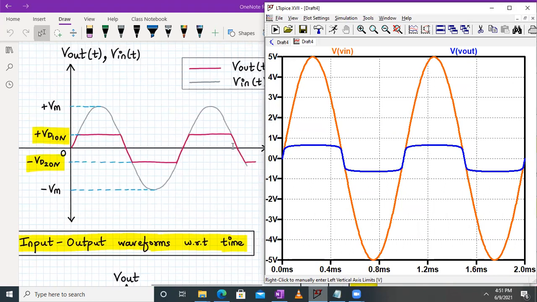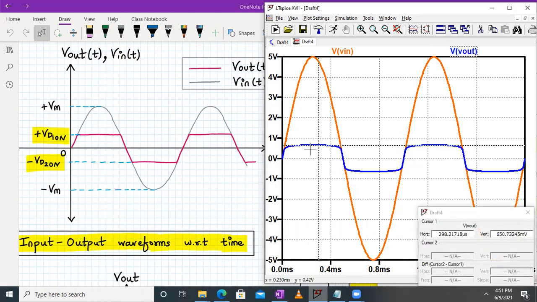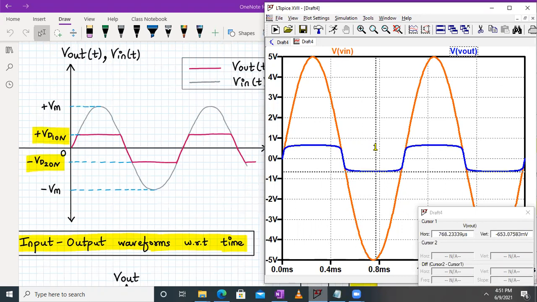Let's check the value of VD1 on and VD2 on over here. So the value of VD1 on is 650 millivolts, that is 0.65, that is fair enough, and minus 0.65. As you can see, the output is limited between the diode voltages for positive and negative. As soon as the input is between these levels, the output is following the input, and if the input tries to go above VD1 on, it's limited, and if the input tries to go below minus VD2 on, it's also limited. The output is limited.